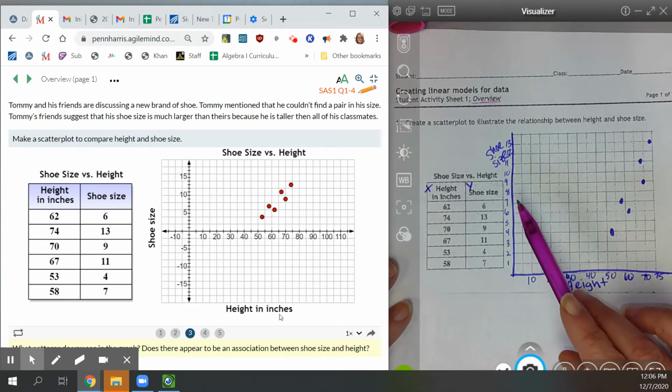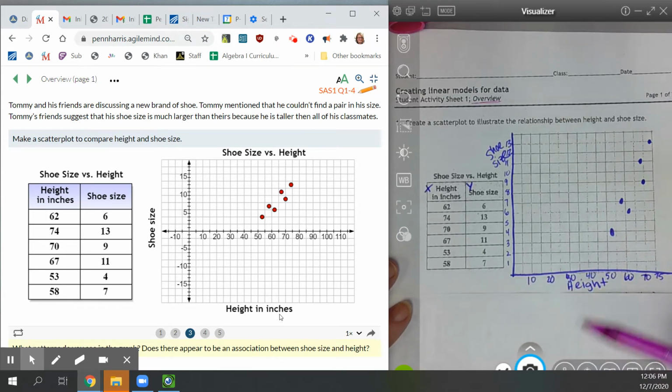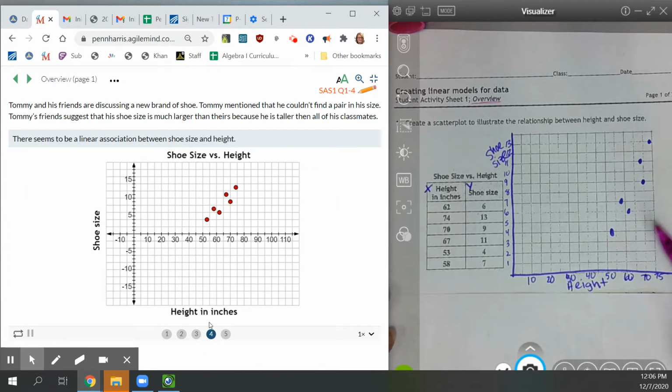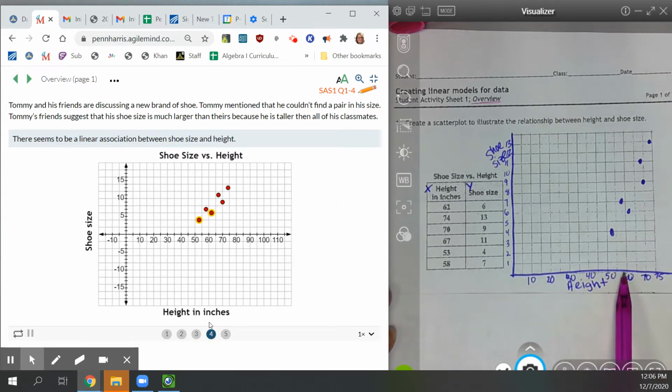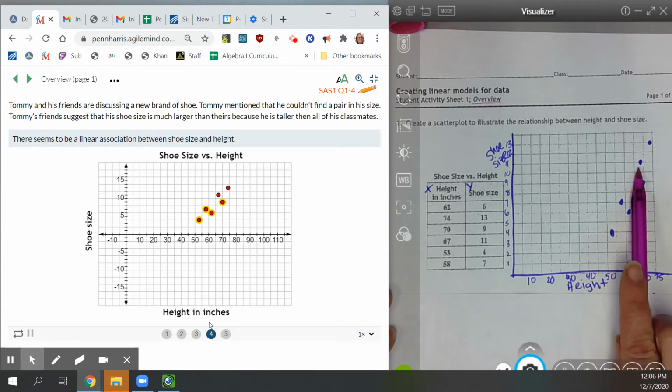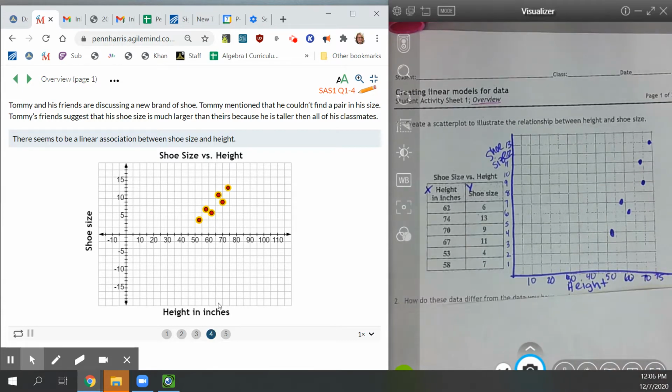So looking at this, we want to know, is there a relationship between the height of the boys and the shoe size? What do you guys think? When I look at it, I see, okay, well, the taller you are, it appears the bigger the shoe size that you need.